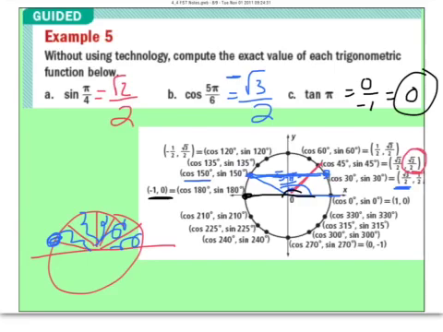Part C, find the tangent of pi. Pi is a half of a circle, or 180 degrees, and it's going to land me right here. Definition of tangent is sine over cosine, so it's 0 over this negative 1. That is 0. A slope of 0 is what it means. The slope of 0 is a line that is flat with the horizon.